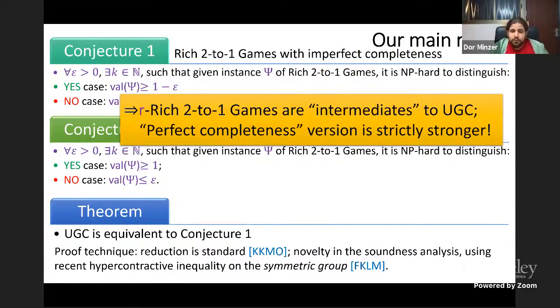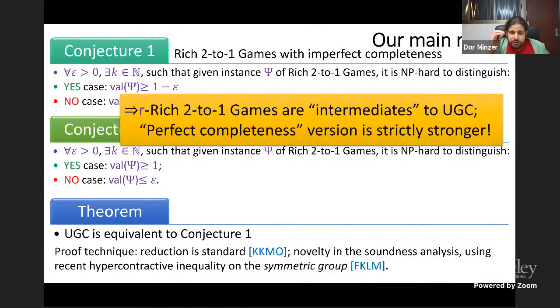Good. But now that we know that conjecture 1 is equivalent to UGC, it raises the question of what about conjecture 2? Because clearly, conjecture 2 is stronger than conjecture 1. So what can you say about it? What I want to argue is that this is a version of unique games with perfect completeness, but one that is plausibly hard. And I find it very, very interesting. And in the next slide, I'm going to tell you what I think about it.